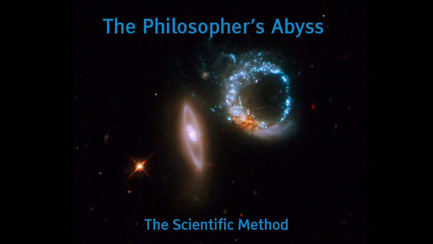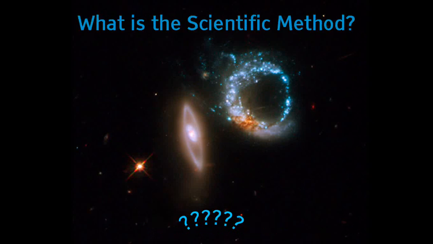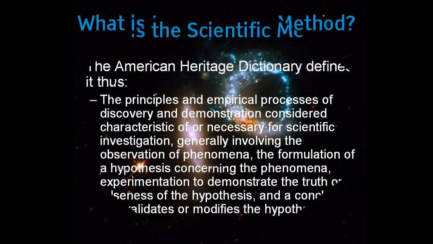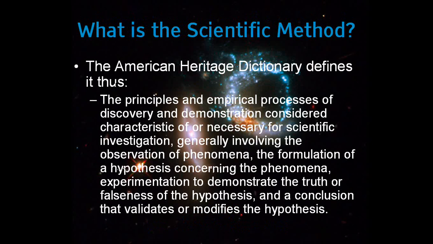In this second edition, we'll be talking about the scientific method. You may be asking, what is the scientific method? The American Heritage Dictionary's definition is on screen. In simple terms, though, the scientific method is the system scientists use to test for truth.